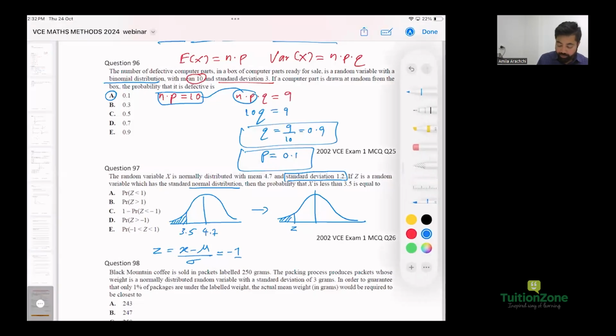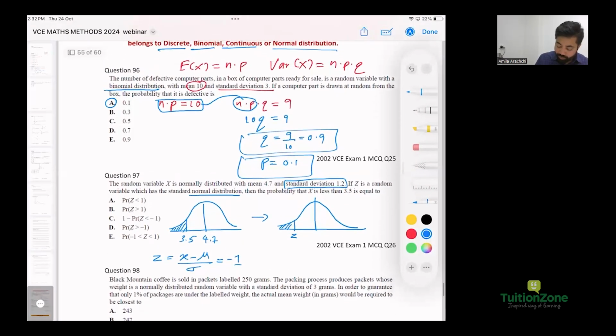So which means the answers can be these ones. One is P(X is less than 3.5). This is the same as what you just found, P(Z is less than -1). But do we have the answer? Do you have the -1? We have the greater than -1, but not the less than -1, isn't it?